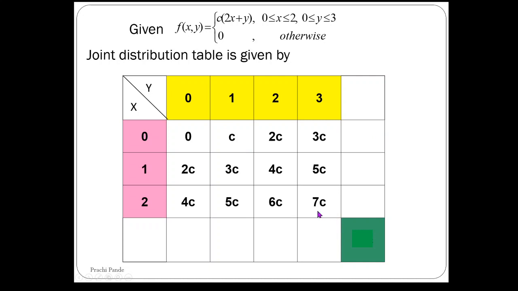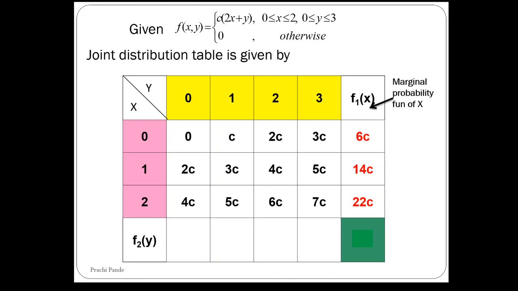Now this total probability is 0 plus c plus 2c plus 3c, then 2c plus 3c plus 4c plus 5c. All this sum is equal to the grand total, which we have to write here. But before that, we will check the marginal probability function for x, which is denoted by f1 of x. For x equal to 0, we take the horizontal sum of all the probabilities for x equal to 0, which is 6c. For x equal to 1, it is 14c, and for x equal to 2, it is 22c.